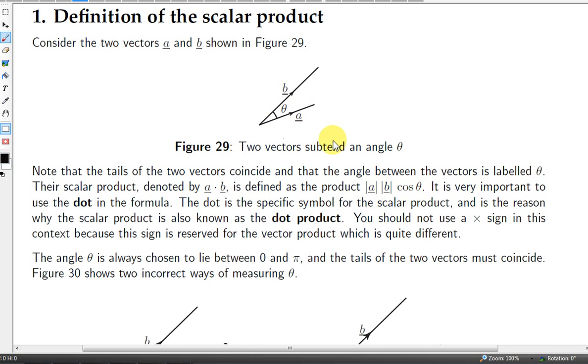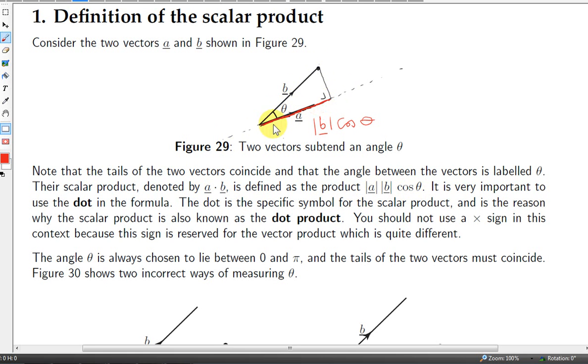Now you can see from this picture that if you multiply the magnitude of B by the cos of theta, then what you're actually doing is getting the length of the projection of B onto vector A. So imagine a line passing through vector A, and we drop a line from this point perpendicular to this line. So this red line is the magnitude of B multiplied by the cos of theta.